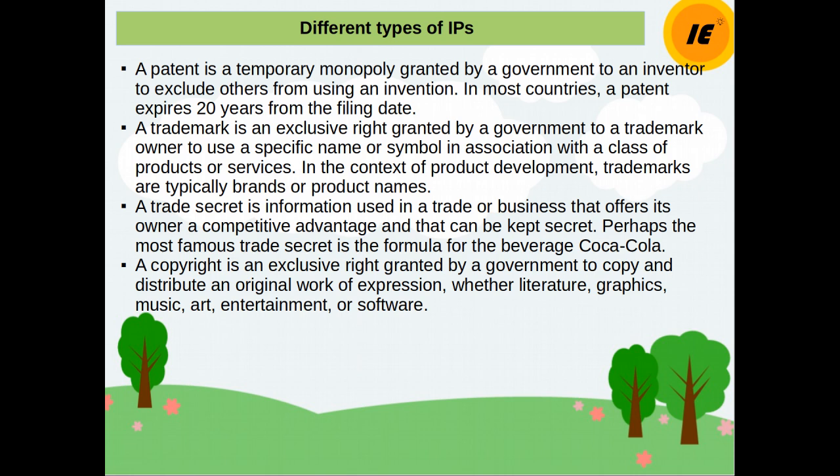A patent is a temporary monopoly granted by a government to an inventor to exclude others from using an invention. In most countries, a patent expires 20 years from the filing date. So that we know, 20 years. After that, if you want to protect your invention again, you can always file for an extension, but mind you, you have to pay some extra charge. But 20 years is good enough, and a lot of people extend their patent.